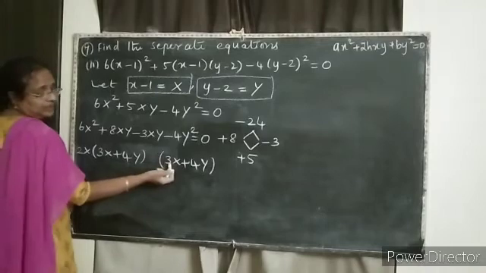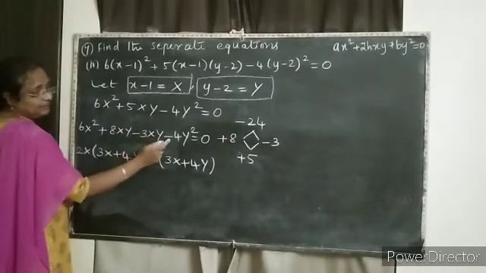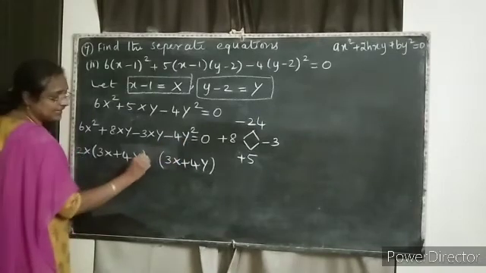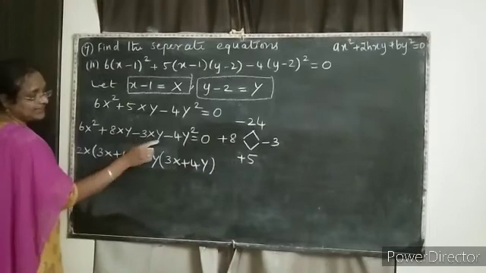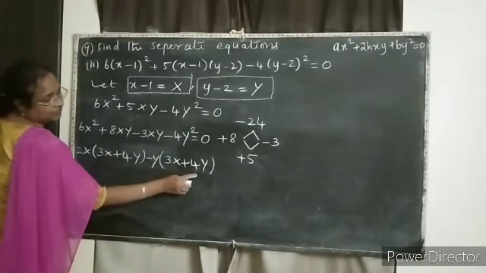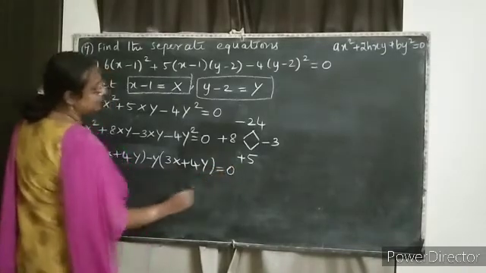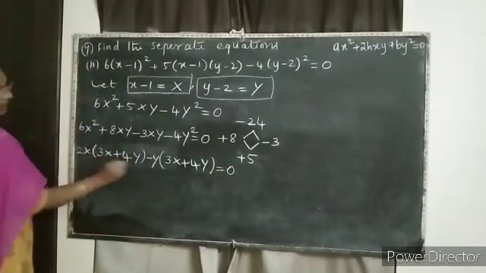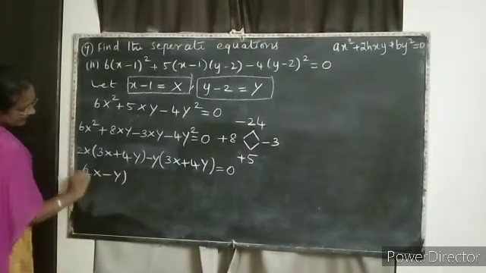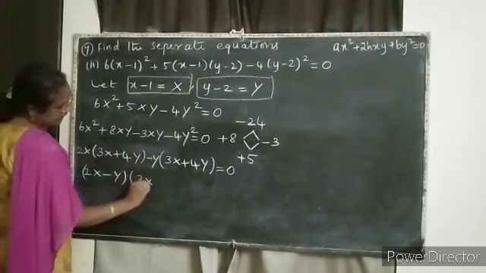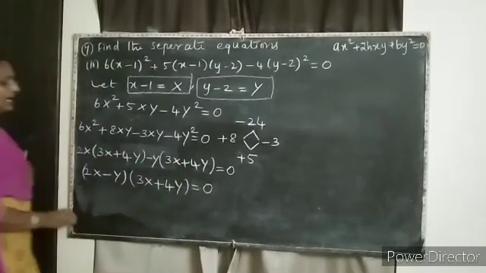Now what will be the number before this term? Check it. I have minus 3xy minus 4y squared. So what is missing here? Minus y. So minus y into 3x will give you minus 3xy. Minus y into 4y will give you minus 4y squared, equal to 0. Yes or no? Okay. Now I am going to rewrite this as 2x minus y into 3x plus 4y equal to 0. Yes or no?